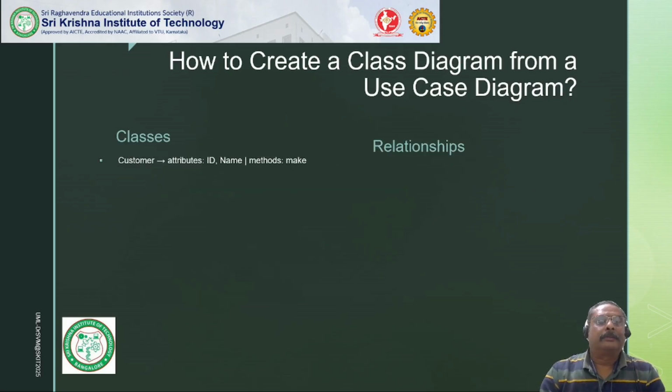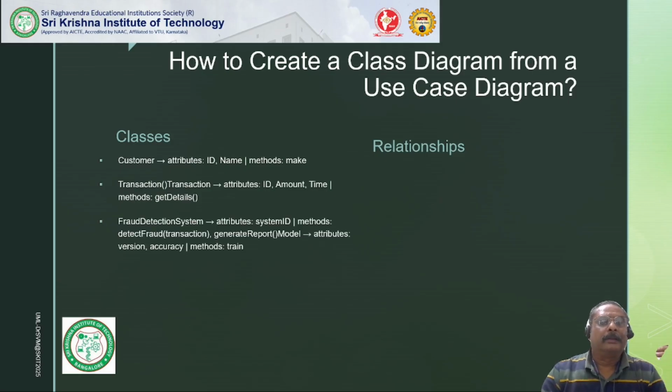So, examples. The customer is a class. The attributes are ID and name. The methods: you can use make transaction. Then transaction is a class. The attributes are ID, amount, time, and the method is get detail. Fraud detection system is a class. The attributes are system ID.